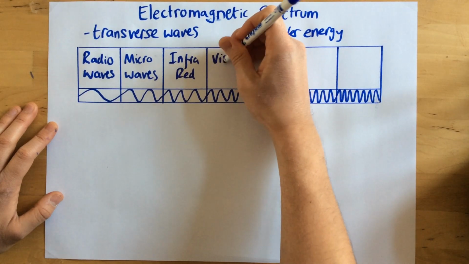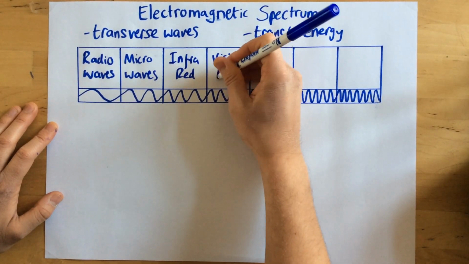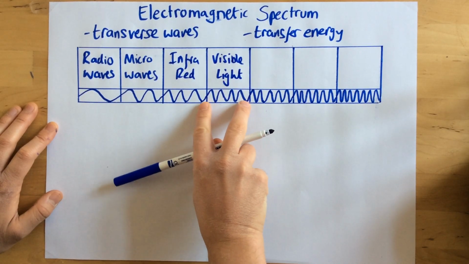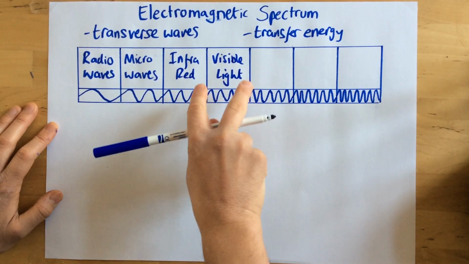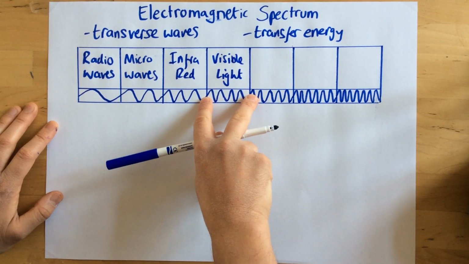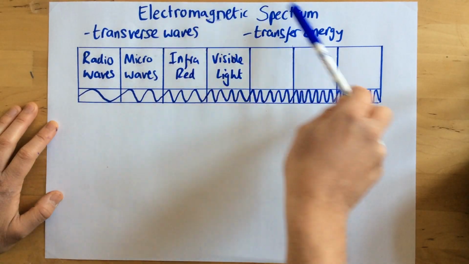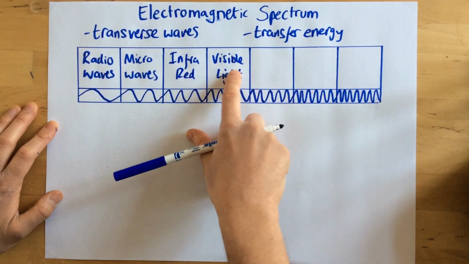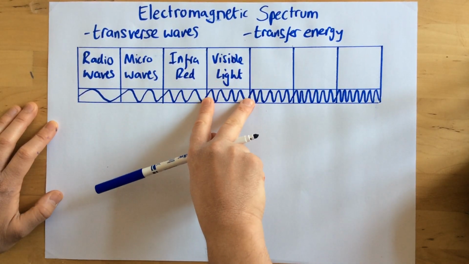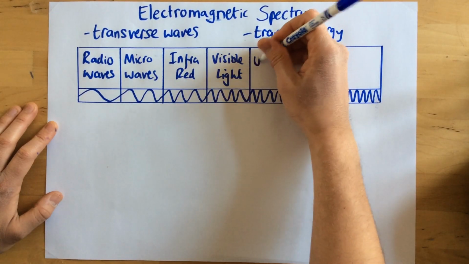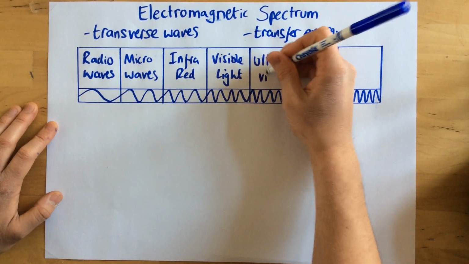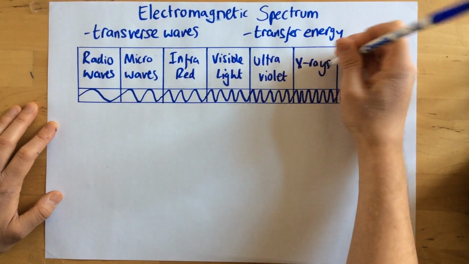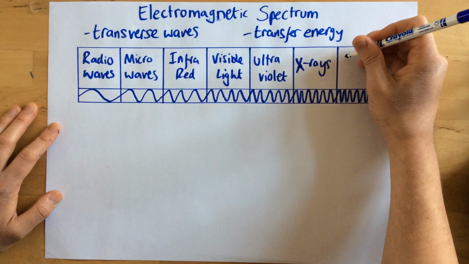then visible light. Now, visible light, this is the only part of the electromagnetic spectrum that we can actually see. So our eyes can detect these frequencies of the electromagnetic spectrum. We cannot see any of these other waves. This is why it's called the visible light section of the spectrum, this part here. The next part is ultraviolet, then X-rays, and finally we have gamma rays.